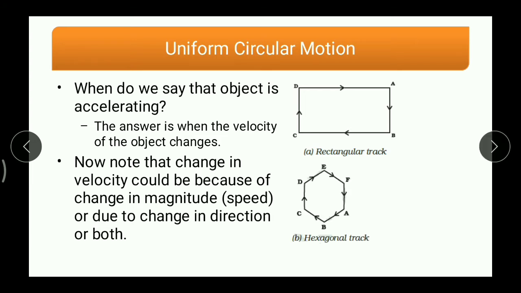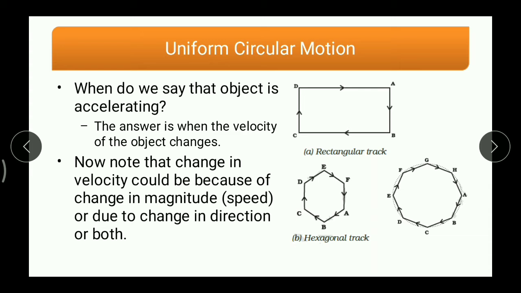Let us take another example. This is a hexagonal track. If a person runs along this track, he will have to change his direction at 6 different places: point A, point B, point C, point D, point E and point F. One more example: this is an octagonal track. If a person runs along this track, at how many points will he have to change his direction? Correct. Your guess is correct. He will have to change his direction at 8 different places because there are 8 vertices of an octagon.